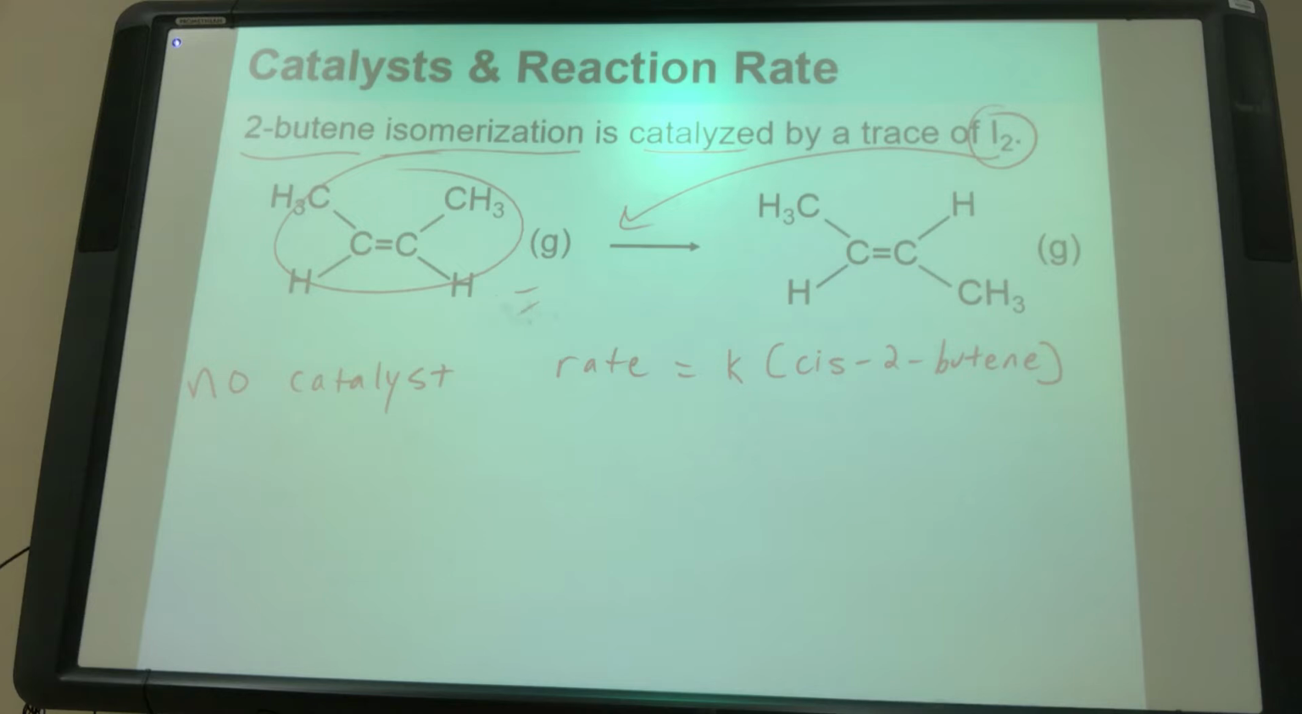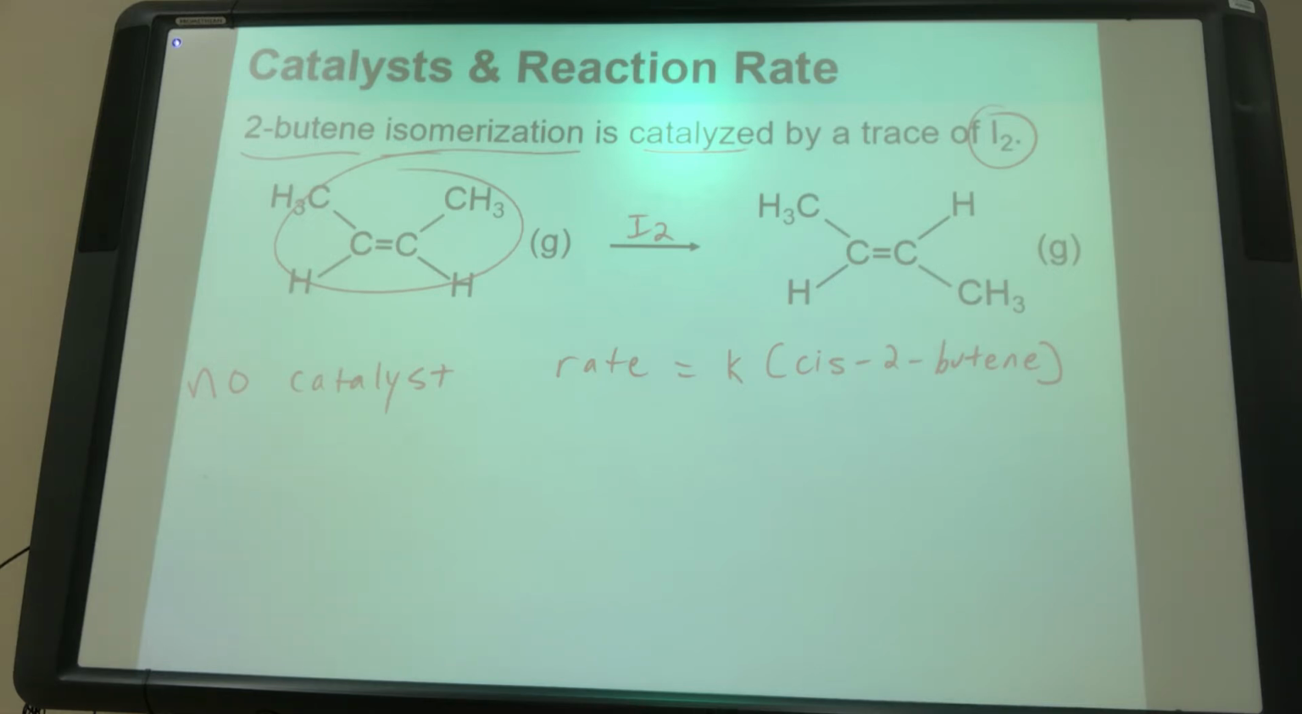When you use a catalyst, a lot of the times you'll see the catalyst written right here on the arrow. Because it's not a reactant, because it's not going to be part of the reaction, it's not a product because it's not being made, it's going to be there at the beginning and the end. So a lot of times the catalyst is right here on the arrow.